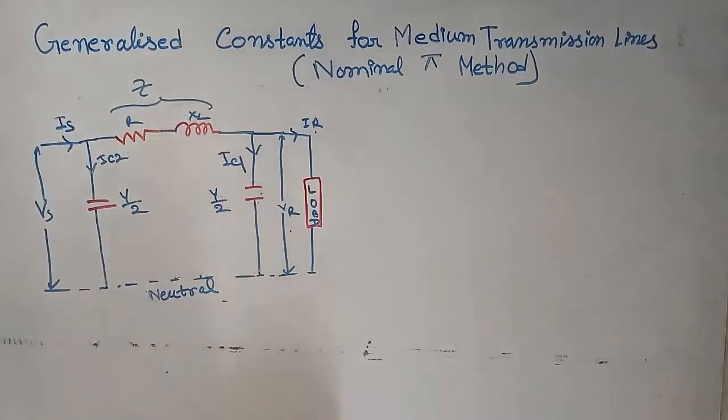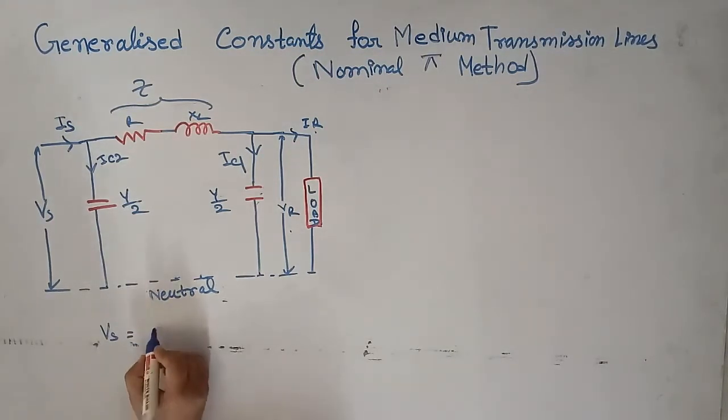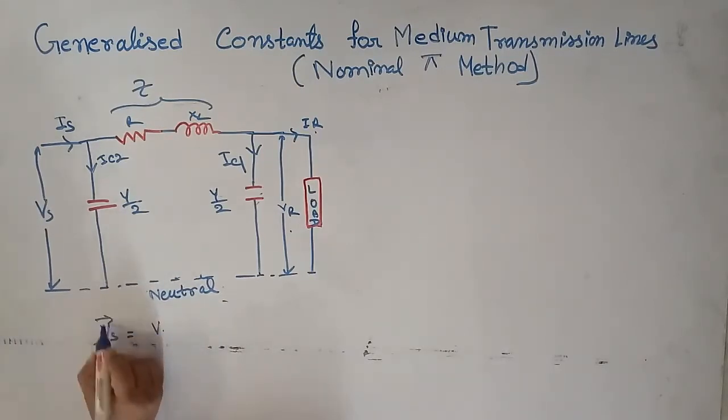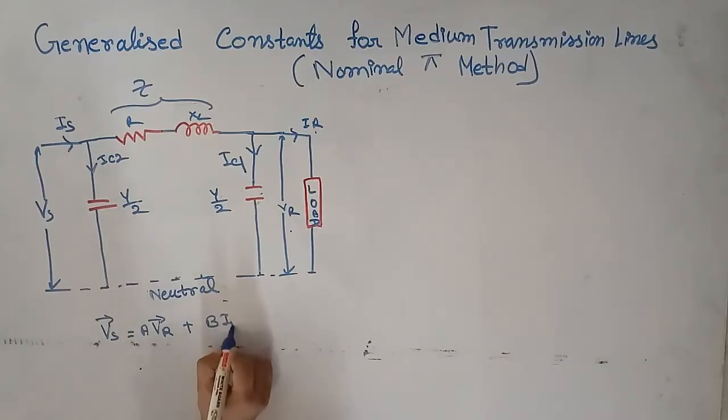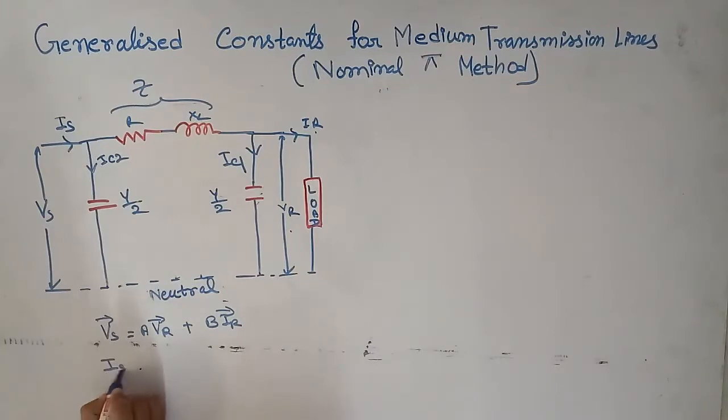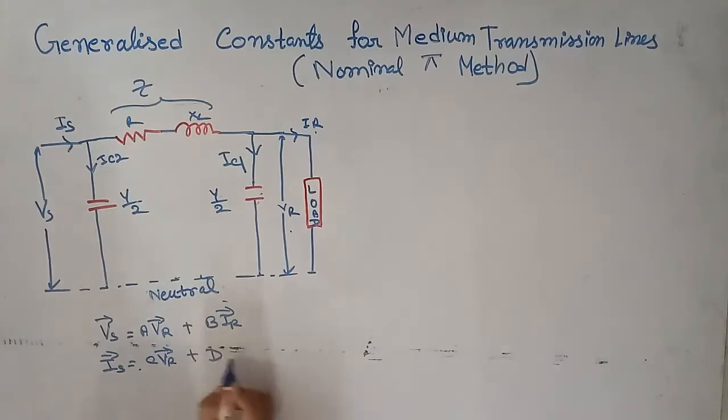Next, we discussed generalized constants for medium transmission line for the nominal pi method. Now, in this method, line to neutral capacitance is divided into two halves, one half being concentrated at the load end and the other half at the sending end. Now, the sending end voltage Vs is equal to A VR plus BIR and IS is equal to CVR plus DIR.